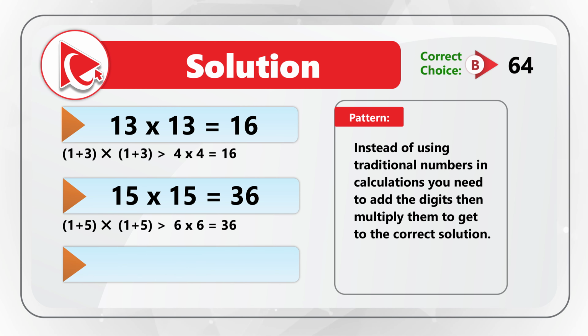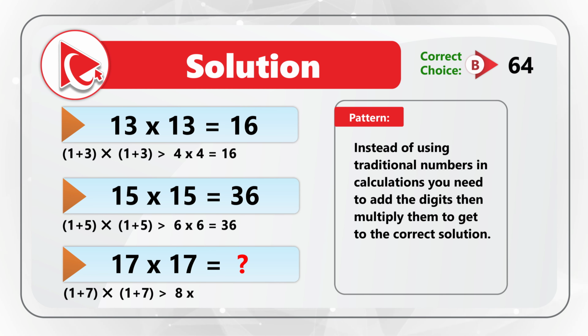To calculate the final expression, you need to add 1 plus 7, which would be equal to 8, multiplied by another expression, 1 plus 7, which would be equal to 8. So 8 multiplied by 8 would be equal to choice B, 64.